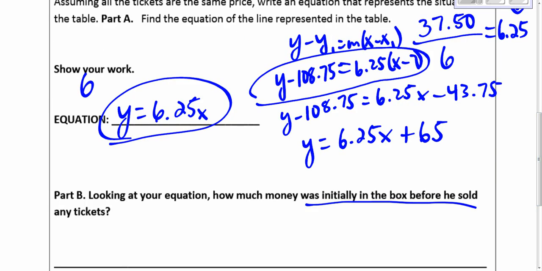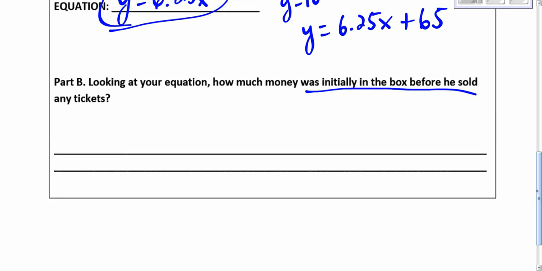So I don't know what's going on with my screen. And there we go, 65. And you'll throw an exclamation.